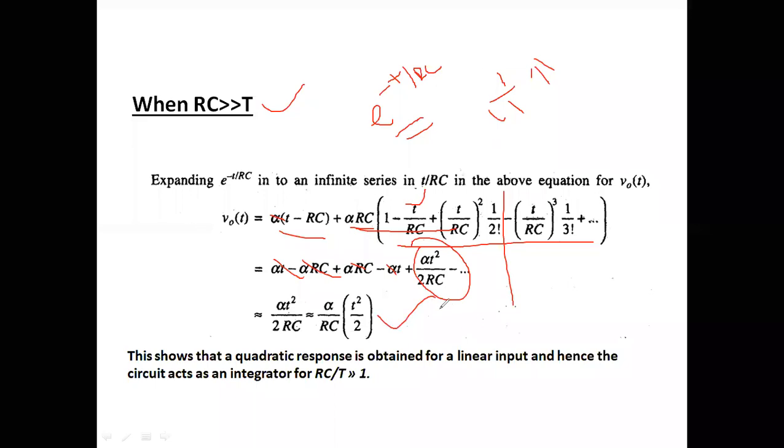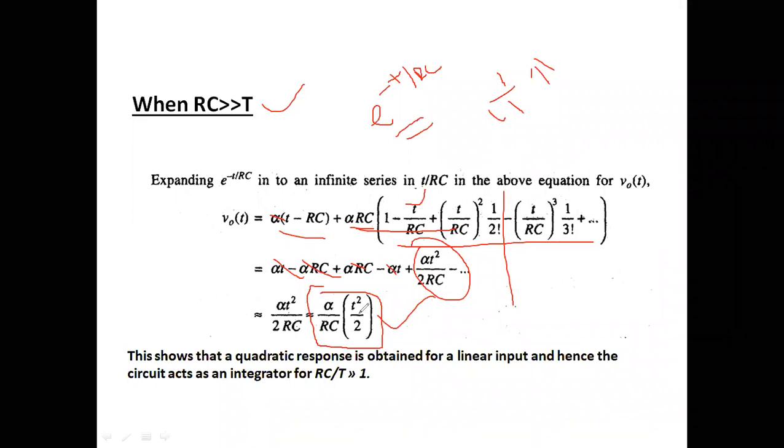Here also we have a small note: when the time constant is very large, if we transmit a ramp signal, we get a polynomial expression, t squared. We are getting a parabola, which is nothing but the integration of the ramp signal. That is the condition. Next we will see in the next class.